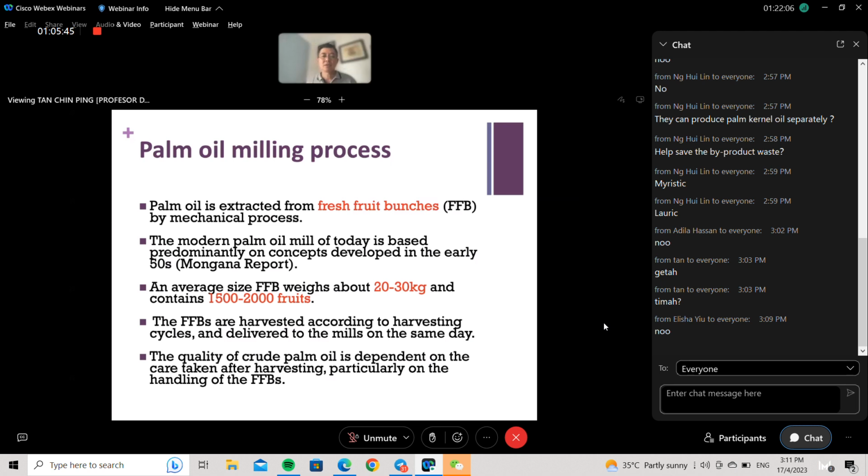All right. So the quality of crude oil usually depends on how well we take care of the fruits. So if you have a chance to visit the mills, you're going to see sometimes the fruits delivered by lorry from plantation to the mills, they are all poured onto the ground. And this will cause further injury and stay on the ground for a long time until they are fully utilized for the milling process.